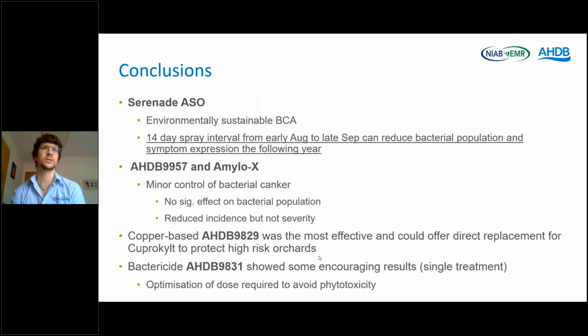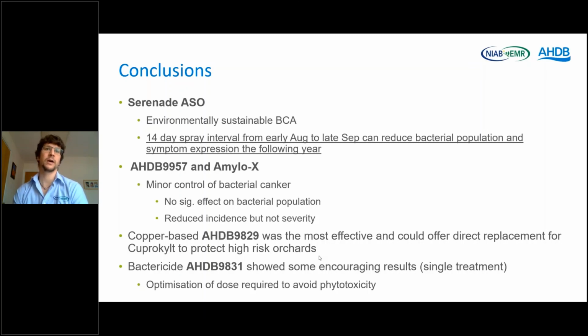So in conclusions, Serenade with a 14-day spray interval from August to September was good in reducing population and symptoms the following year. The two other products, the Elicitor and the Milo-X, had a little bit of control of either bacterial population and a little bit of control of incidence, but not severity. The copper-based AHDB 9829 was the most effective and could offer a direct replacement for the previous one, but it's not very likely that it's going to get approval.